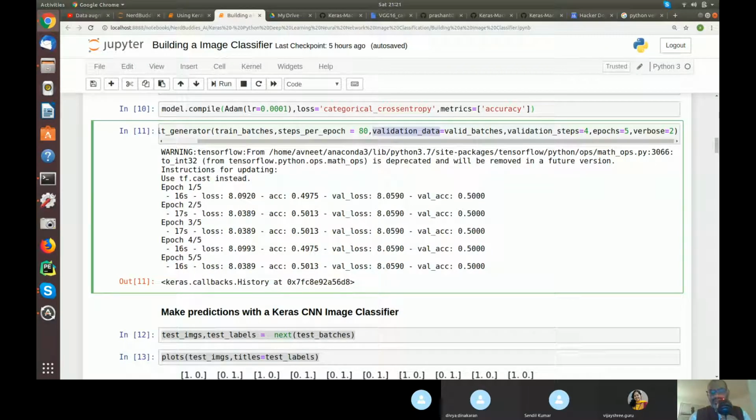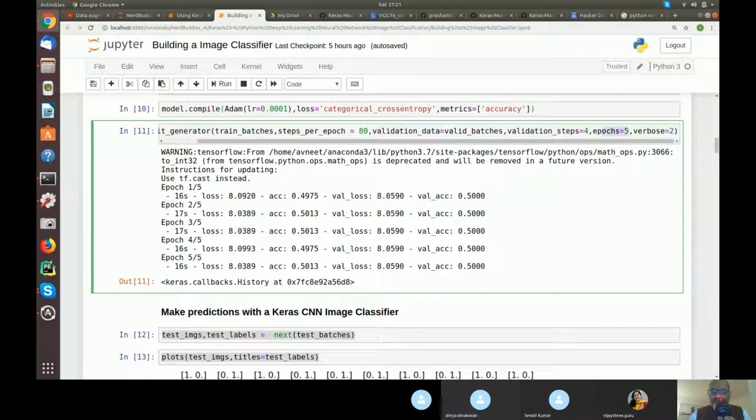And for validation, we had given 4 as how many images it'll pick in each step. And there were total 16 images. So we divide 16 by 4 and we get 4 here.